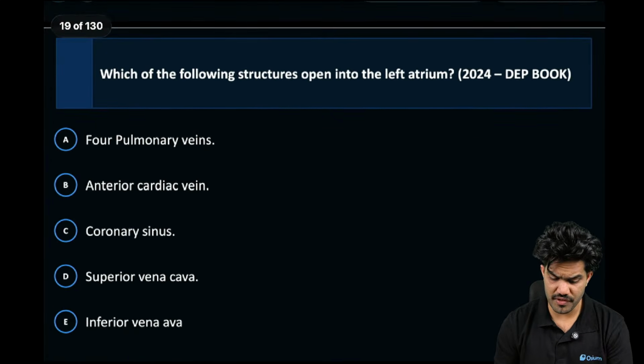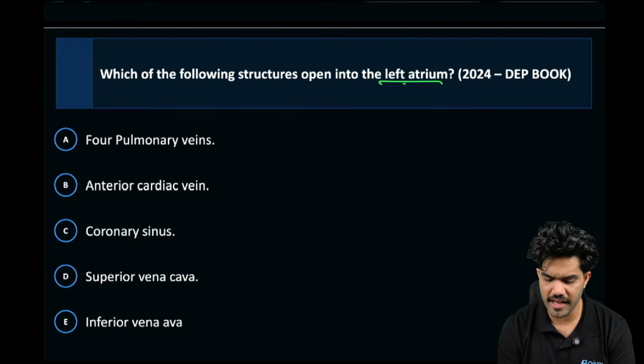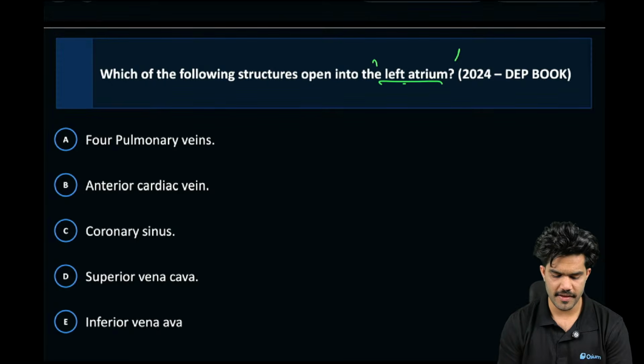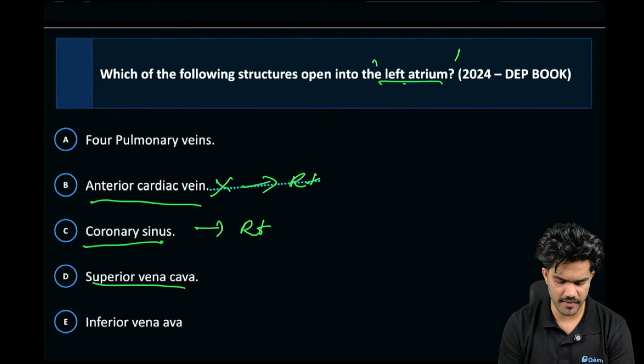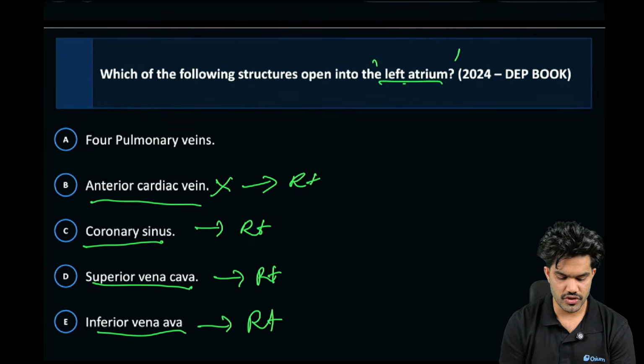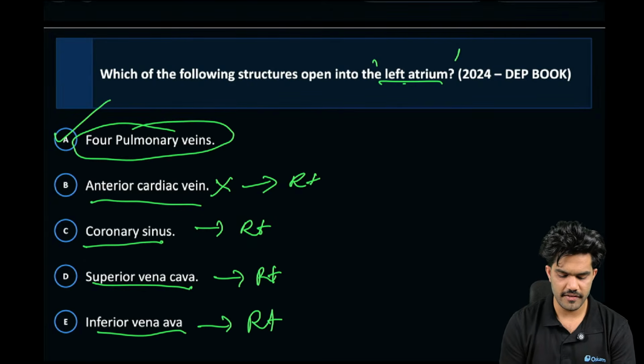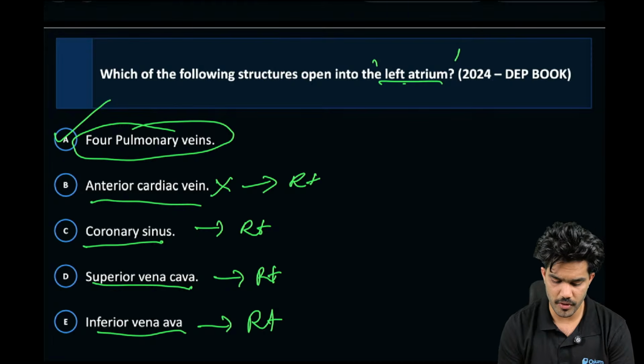Next, which of the following structures open into the left atrium? See, now we already discussed this before. Let's see. Anterior cardiac vein, no, it is opening in the right atrium. Coronary sinus, also right atrium. Superior vena cava, also right atrium. Inferior vena cava, also right atrium. So which is the only option? A, which will open in the left atrium.